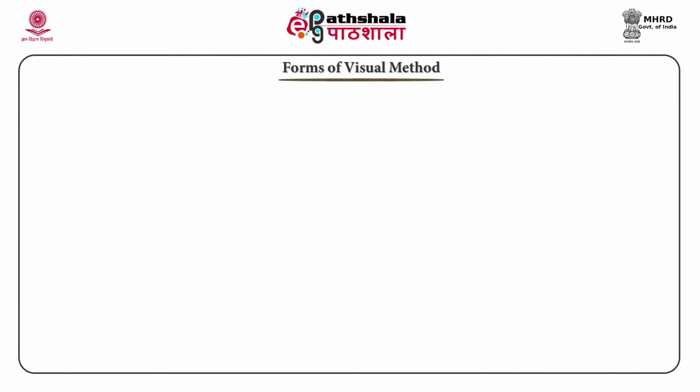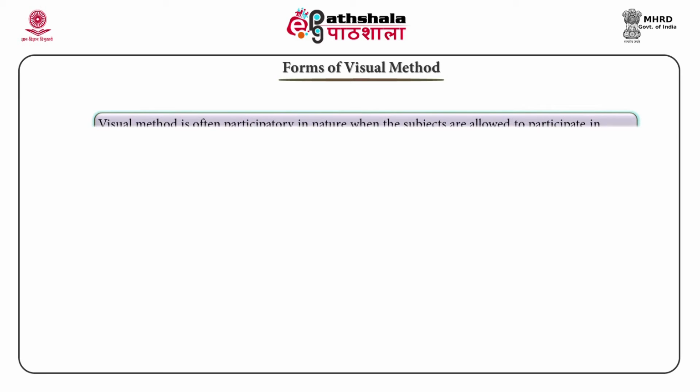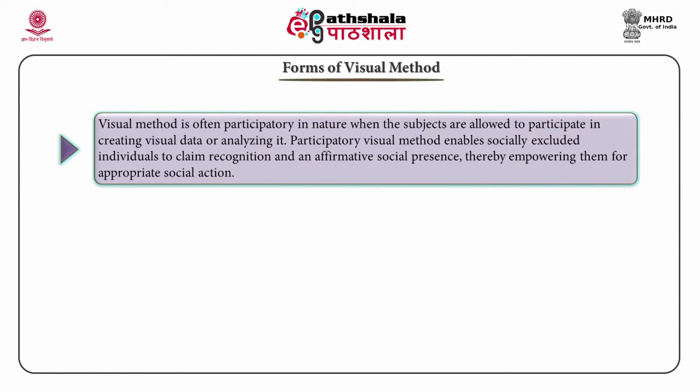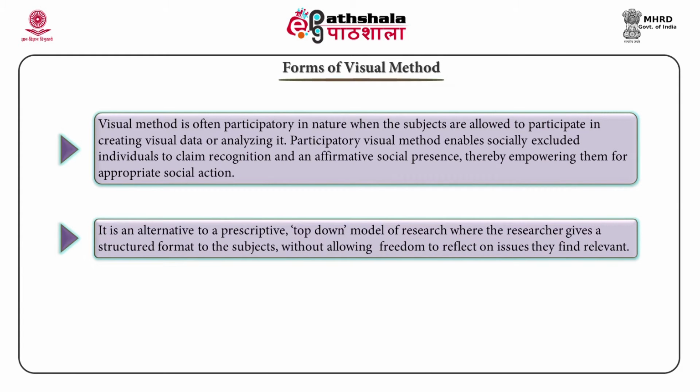Let's discuss the forms of visual method. Visual method is often participatory in nature when the subjects are allowed to participate in creating visual data or analyzing it. Participatory visual method enables socially excluded individuals to claim recognition and an affirmative social presence, thereby empowering them for appropriate social action.